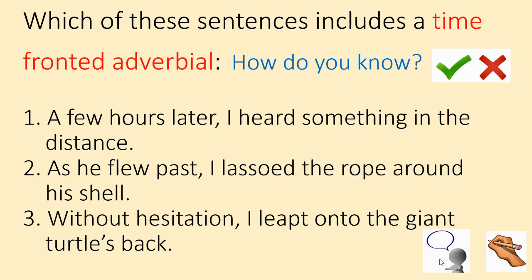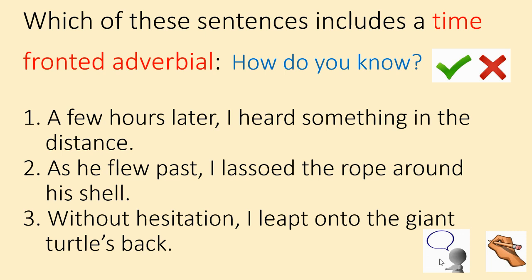Okay, so this is when we're going to be testing ourselves to see how well we know time-fronted adverbials. I want you, in your books, just like we do at school, to write 1, 2, and 3. And then next to it, you're going to put a tick or a cross as to whether that sentence has got a time-fronted adverbial. Okay, write down number 1 and then tick or cross. Does it include a time-fronted adverbial? And then you could even say how you know. The sentence is, a few hours later, I heard something in the distance.